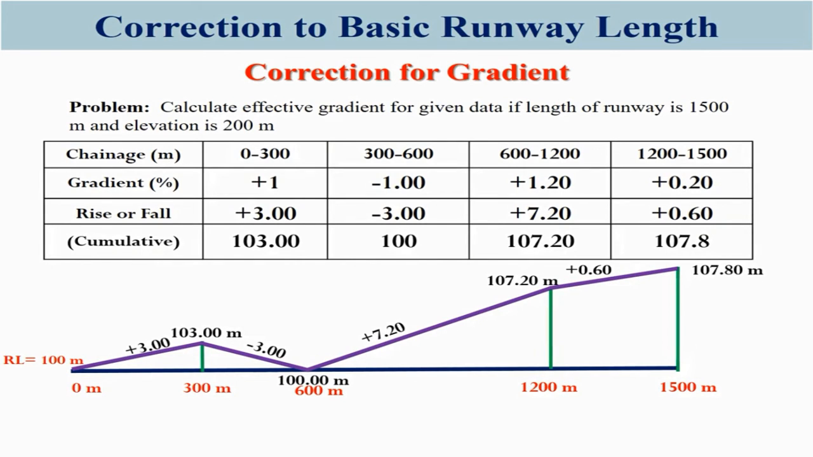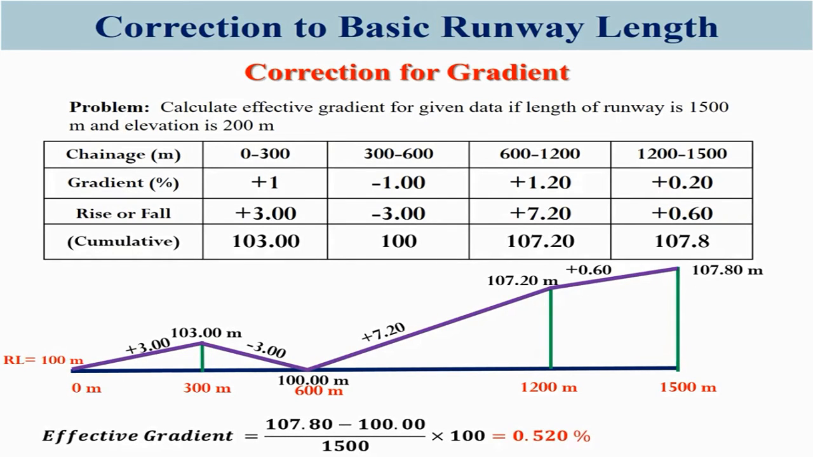So if you look at it, your maximum value is 107.80 and your minimum value is 100. So how to get it: maximum minus minimum divided by length of runway. So here the length is 1500, multiply by 100, I got a value around 0.520%. So in this way, you can simply calculate the effective gradient, and by using this value, you can simply calculate the correction for effective gradient.